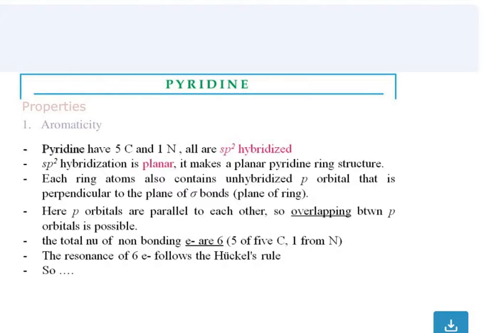So pyridine has 5 carbon and 1 nitrogen, all are sp2 hybridized. sp2 hybridization is planar. It makes a planar pyridine ring structure. Each ring atom also contains an unhybridized p orbital, and that is perpendicular to the plane of the sigma bonds in the plane of the ring. Here the p orbitals are parallel to each other, so overlapping between p orbitals is possible. The total number of pi electrons is 6, 5 from the 5 carbons and 1 from nitrogen. So the resonance of 6 electrons follows the Huckel rule, so it is aromatic.